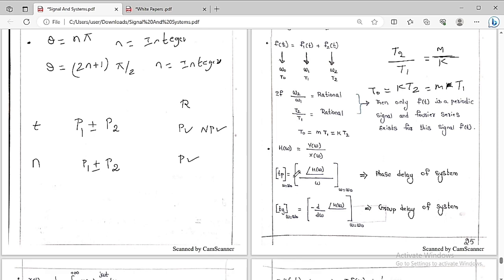Now the next concept: H of omega is equal to Y of omega by X of omega. Then what is the phase delay of the system? The phase delay of the system, which you have to remember, is Tp at omega is equal to omega naught, equal to minus the phase angle of H of omega by omega, at omega is equal to omega naught. What is the group delay of the system? Tg at omega is equal to omega naught is equal to minus d by d omega of the phase angle of H of omega. So this is called the group delay of the system. These two formulas you have to remember.